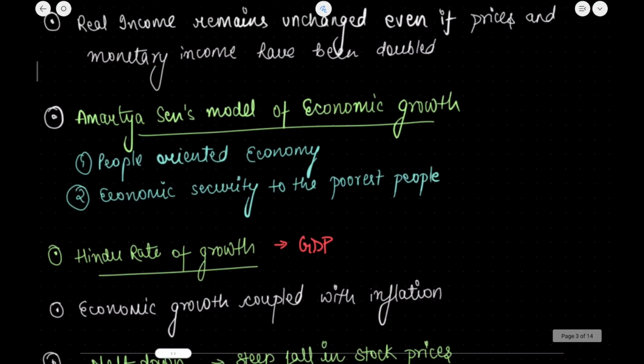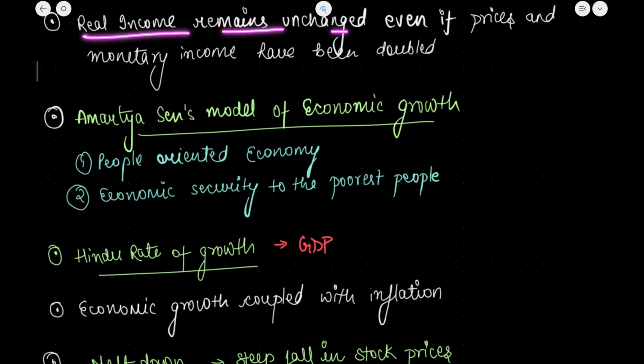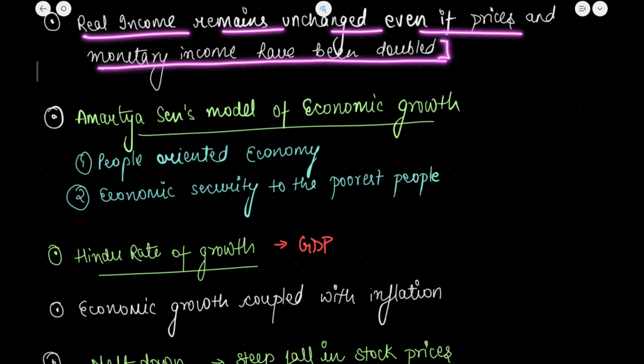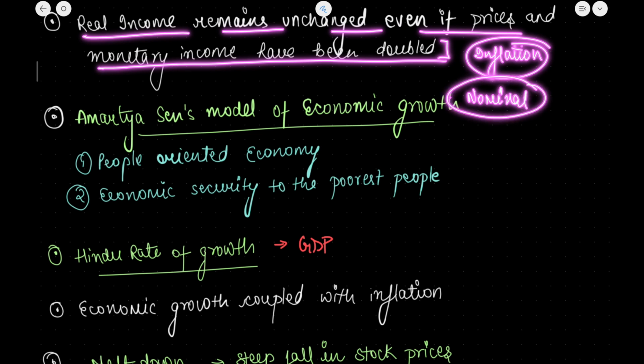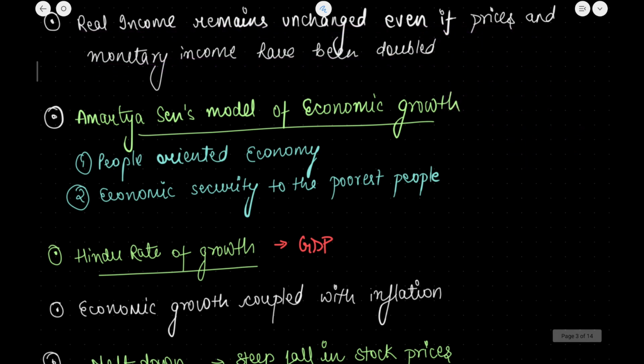Next, the real income remains unchanged even if prices and the monetary income have been doubled. Why? Because inflation has been adjusted for it. If it is the nominal income that is given, then if the prices and the monetary income change, the nominal income will also change, because inflation is not accounted for in the nominal income. Okay.